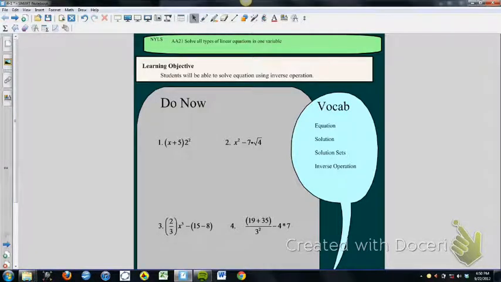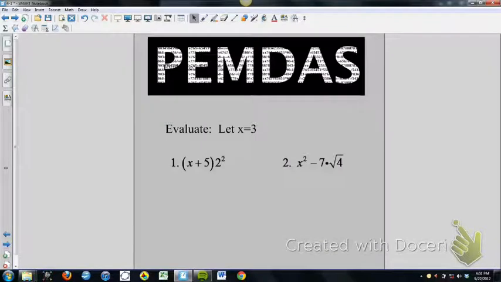Okay, so today we're going to talk about how you're able to solve expressions using inverse operations. Alright, so the first thing we're going to do, first of all, this is the vocabulary: equation, solution, solution sets, and inverse operations. We're going to do some do now, so I'm going to open up a different page to do that. Okay, so let's evaluate.